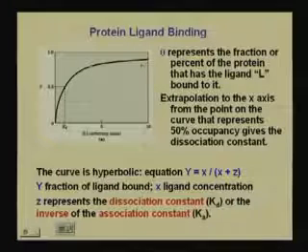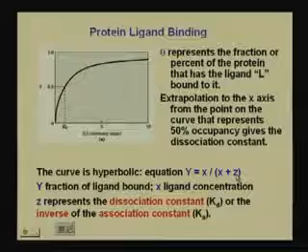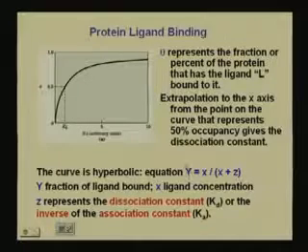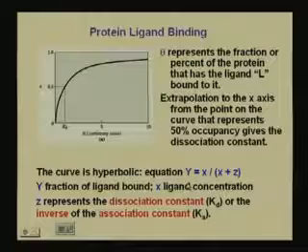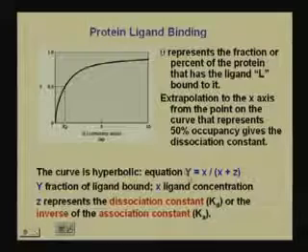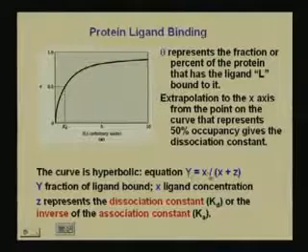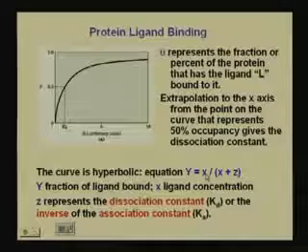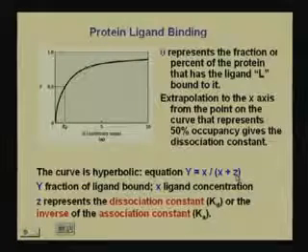The general equation of this is y is equal to x by x plus z. Now, what is this y? The y is the fraction of the ligand bound. Okay? It's represented as theta also. The fraction of the ligand bound. X is the ligand concentration, and z represents the dissociation constant.